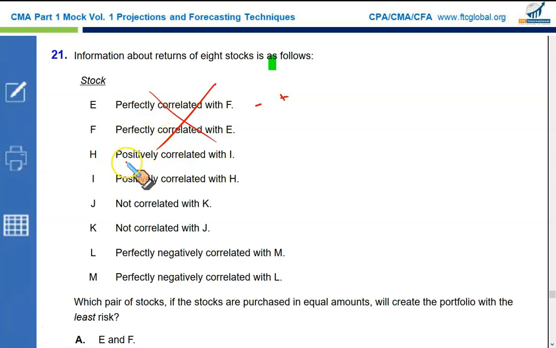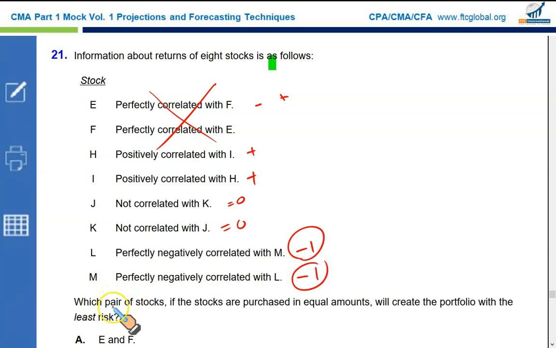What about H? Positively correlated with I. H is positively correlated with I. I is positively correlated with H. J and K, they are not correlated. K and J are not correlated. L perfectly negatively correlated with M. And M perfectly negatively correlated with L.